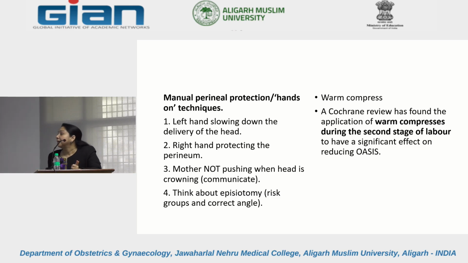Warm compresses during the second stage of labor: a warm towel can be put over the perineum to relax the perineal muscles. Third one, manual perineal protection with the head delivery. You have to keep two fingers over the occiput and keep the left hand over the perineum for sustained release of the head.